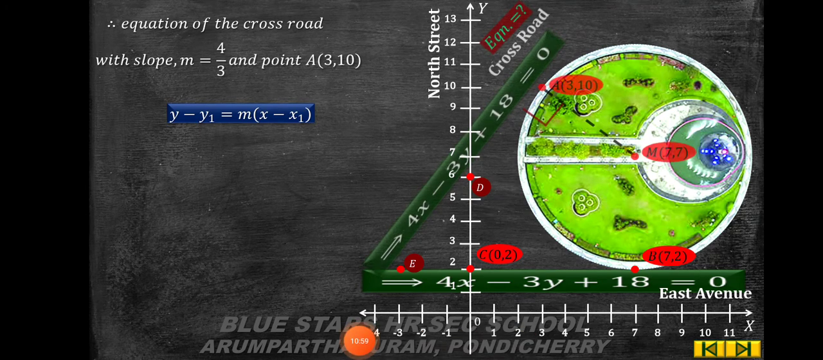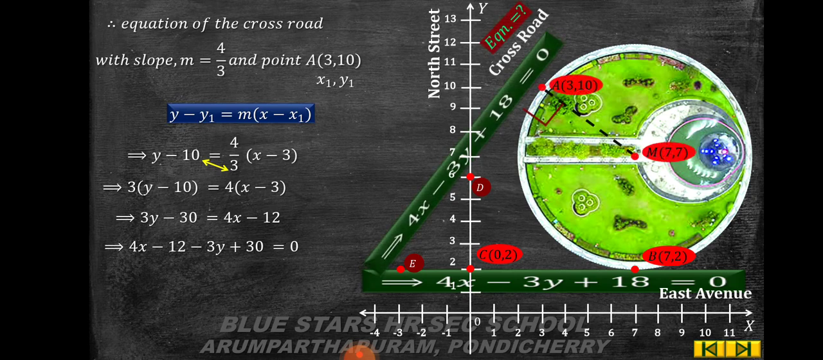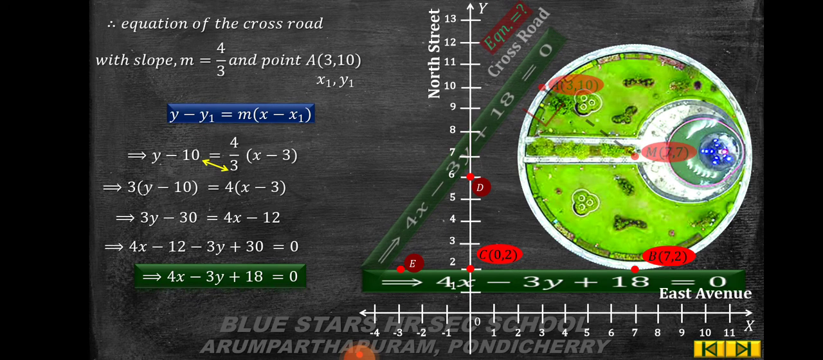y minus y1 is equal to m into x minus x1, which implies y minus 10 is equal to 4 by 3 into x minus 3. The next step is cross multiplication. So 3 into y minus 10 is equal to 4 into x minus 3. 3y minus 30 is equal to 4x minus 12, which implies 4x minus 12 minus 3y plus 30 is equal to 0, which implies 4x minus 3y plus 18 is equal to 0.